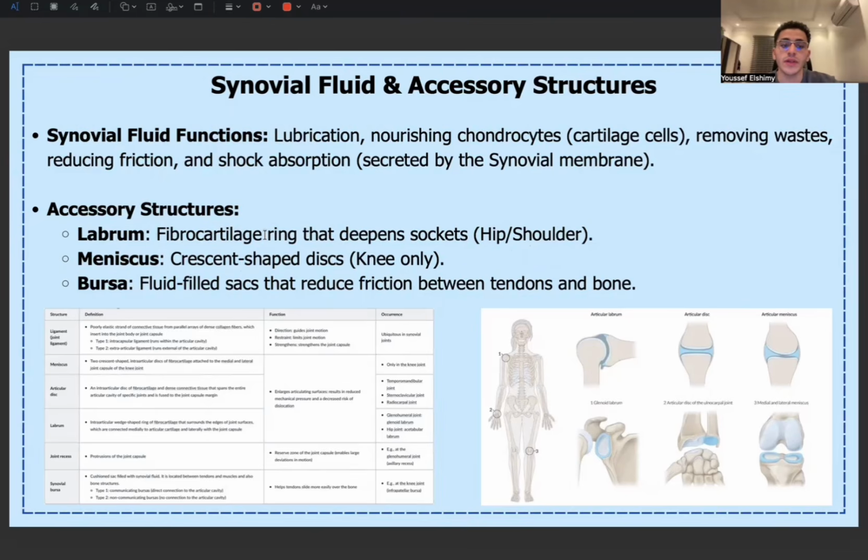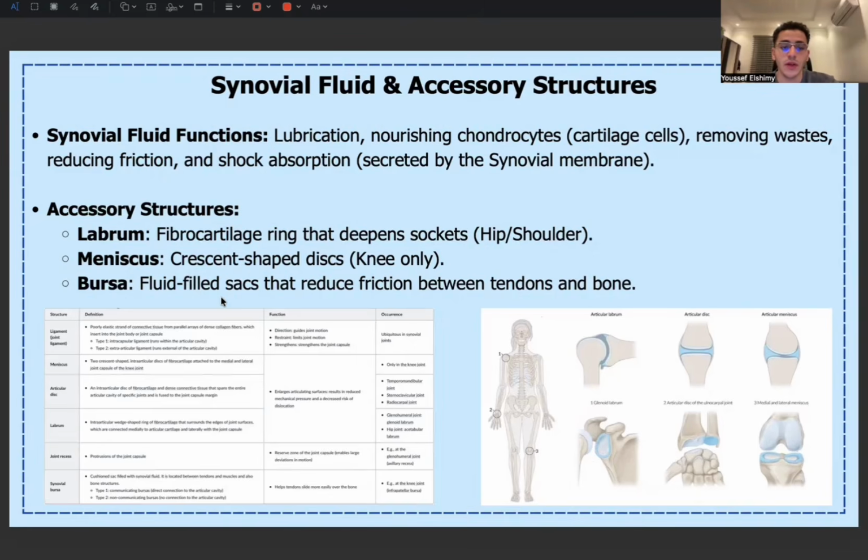This labrum is a fibrocartilage ring that deepens the socket. So, for example, this is the joint. What happens is that the labrum deepens the socket to allow more surface area for articulation and more stability. So it's basically a fibrocartilage ring that deepens the socket to allow for a more stable joint. Then we have the meniscus, which is a crescent-shaped disc. It is found only in the knees, as you can see. This crescent-shaped disc also provides stability to the joint.